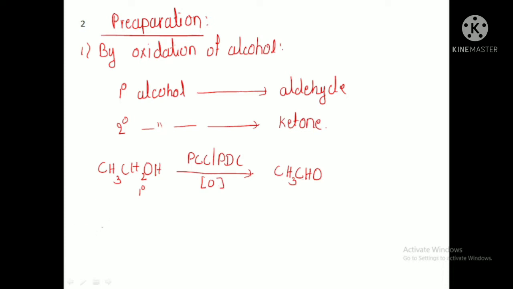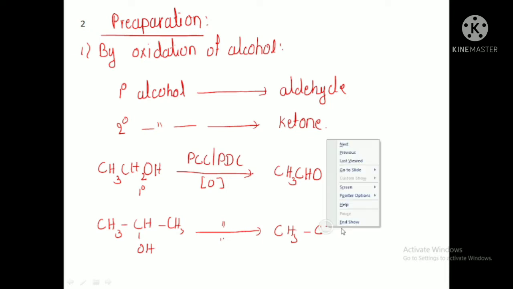I'll consider one secondary alcohol, CH3CHOHCH3, propan-2-ol. On partial oxidation with the same reagents, PCC or PDC, it will give CH3COCH3, that is CH3 C double bond O CH3. Okay, this is the reaction here. Primary alcohols on partial oxidation will give aldehyde. Secondary alcohols on partial oxidation will give ketones. Remember these reagents.